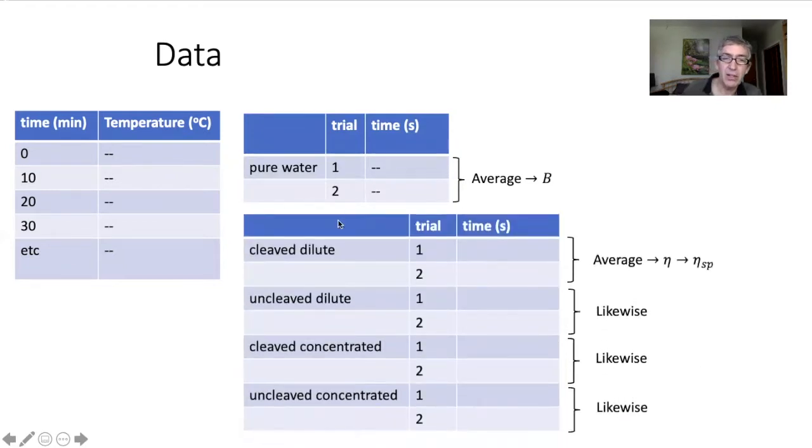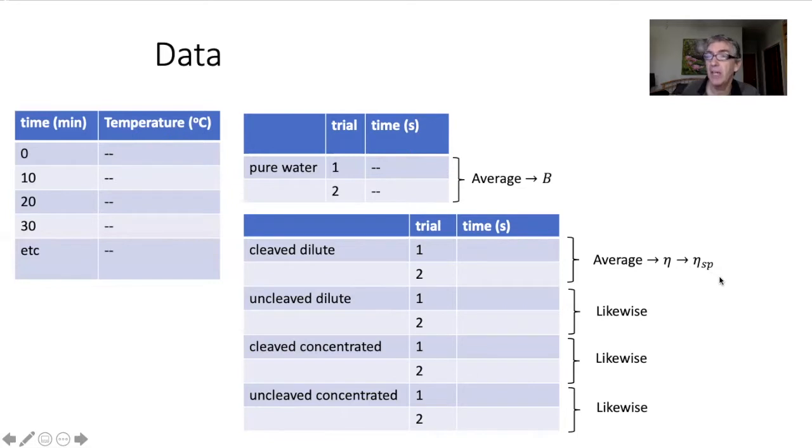Then you'll do trials for a set of 4 solutions. And I suggest 2 trials per solution, which you'll average. So you'll have solutions of the uncleaved polymer at 2 different concentrations. And you'll have solutions of the cleaved polymer also at 2 different concentrations. So 4 solutions, 2 trials of each. You'll then average the time for each pair of trials. And from the average, you can determine the viscosity coefficient and the specific viscosity.